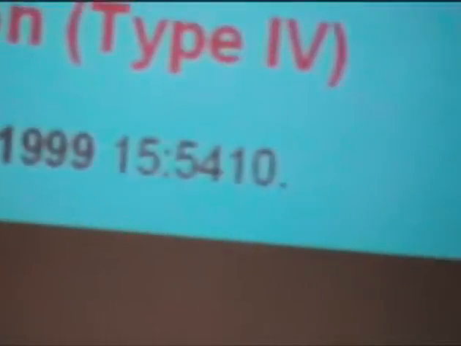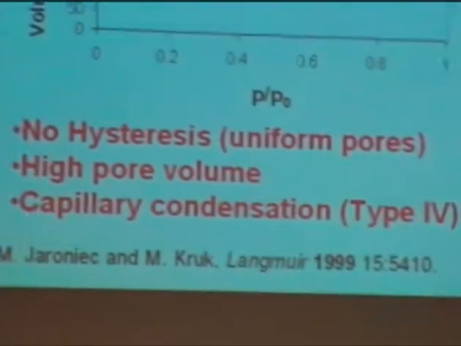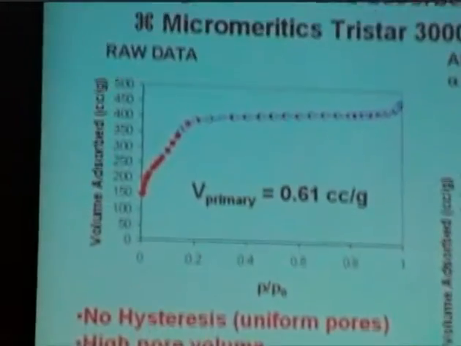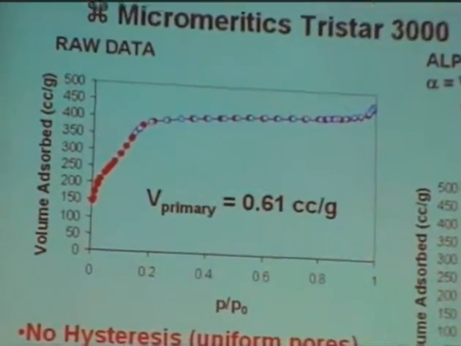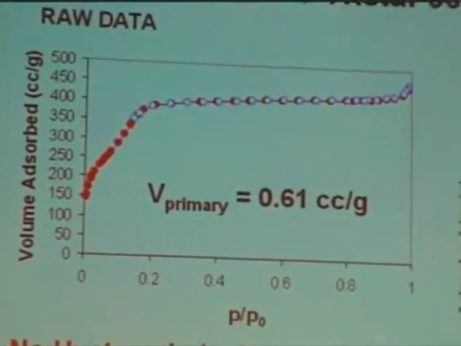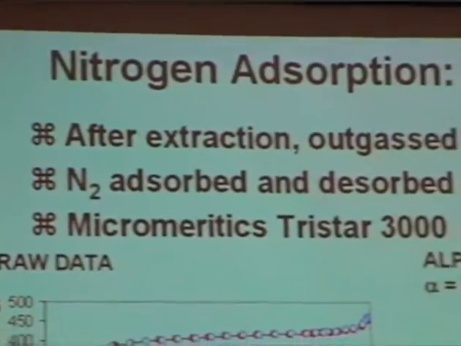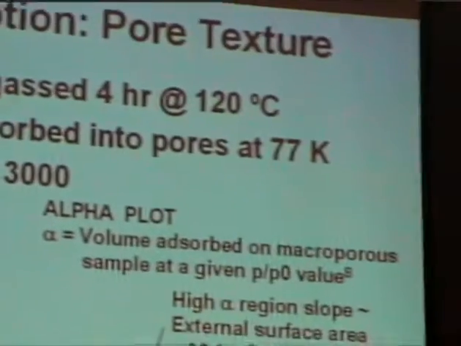After having done that, we can start to characterize the pores in the materials. The first way that we do that is by nitrogen adsorption. These were outgassed for 4 hours at 120 degrees before doing that. So here's the raw data, the adsorption isotherm for the materials. The primary pore volume, which we actually get from the alpha plot, which I'll talk about in a second, is around 0.6 cubic centimeters per gram. It's a type 4 isotherm, and it doesn't show any evidence for hysteresis.